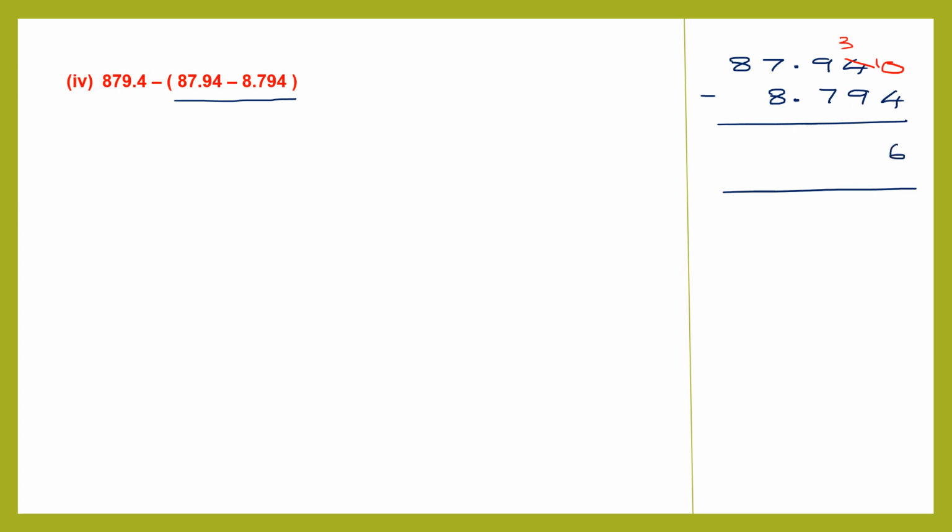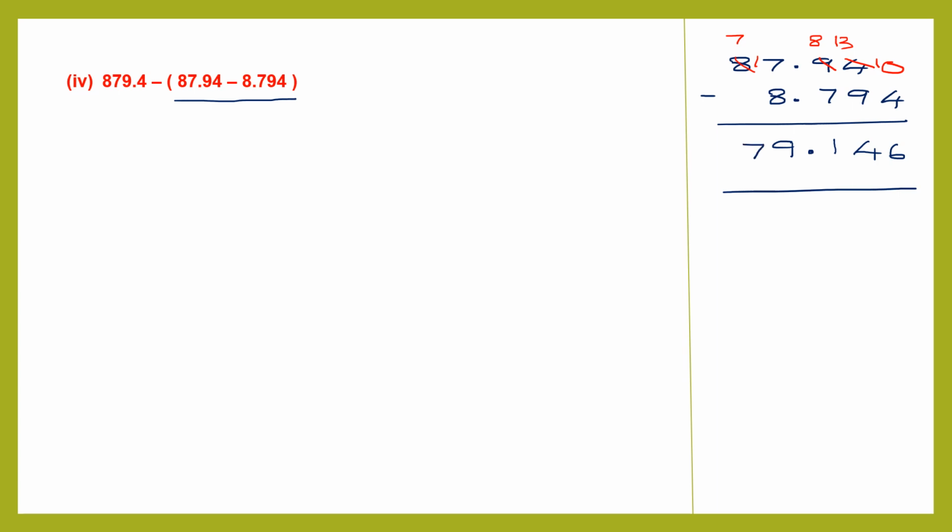And then we have 3 minus 9. Again, we can't do that. We're going to borrow from here. So this becomes 8. 13 minus 9 is 4. 8 minus 7 is 1. Put the point. Now 7 minus 8 you can't do, so we borrow again. So 17 minus 8 is 9. And then we bring down 7.